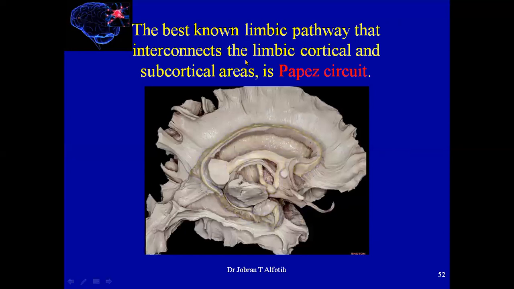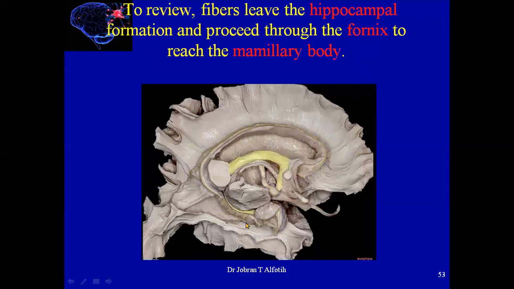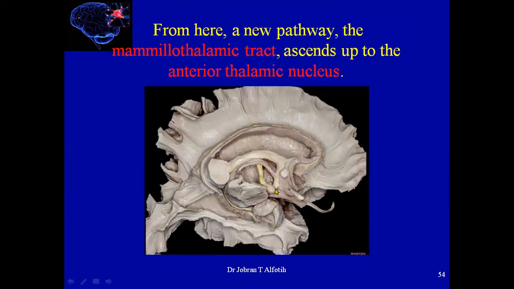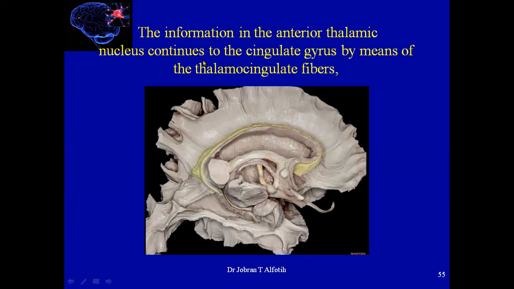The best known limbic pathway that interconnects the limbic cortical and subcortical areas is called the Papez circuit. Here is the Papez circuit. What is the Papez circuit? Here, the fibers leave the hippocampal formation and proceed through the fornix to the mammillary bodies. After that, a new pathway called the mammillothalamic tract ascends information to the anterior thalamic nucleus. The information in the anterior thalamic nucleus continues to the cingulate gyrus by means of thalamo-cingulate fibers.